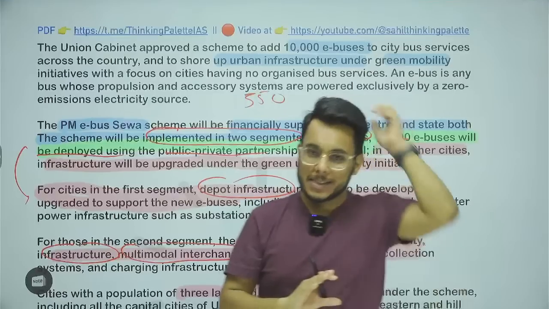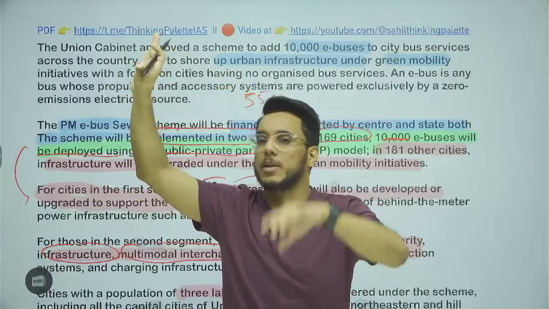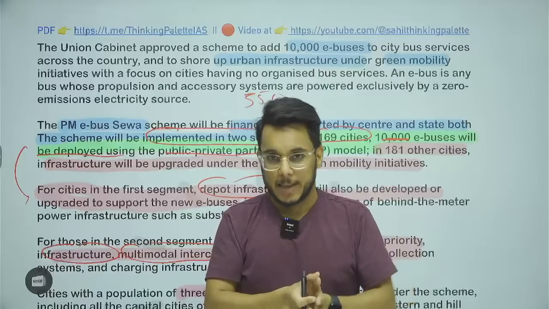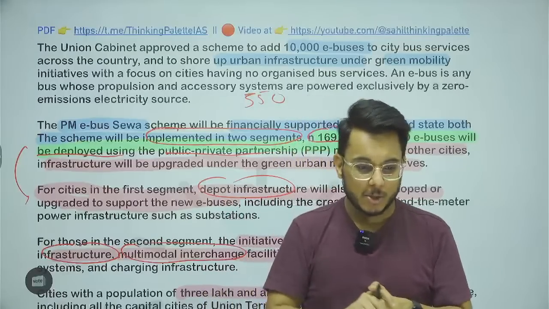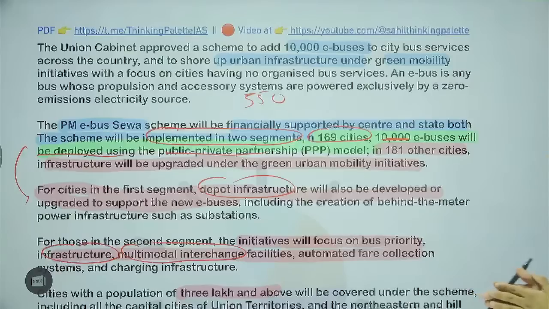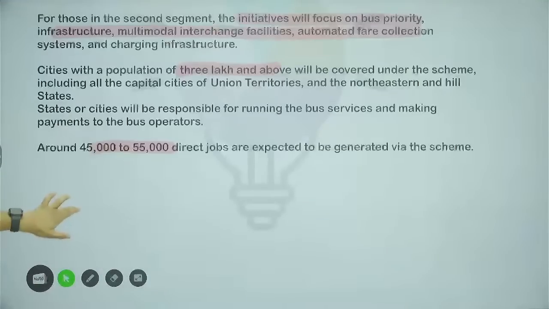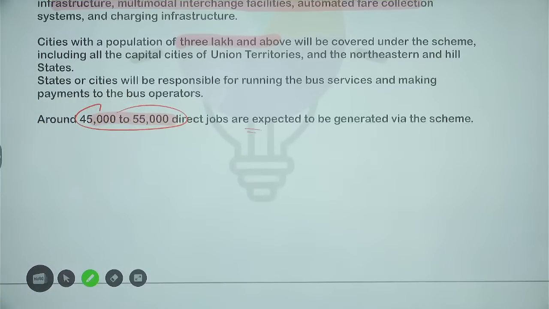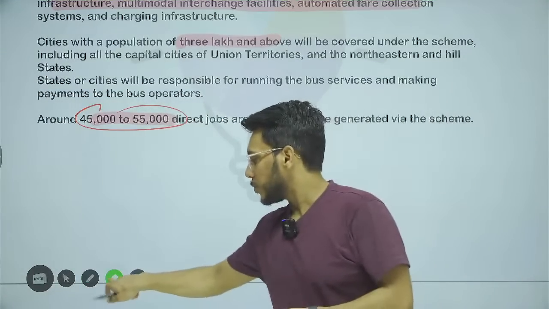Now, one particular thing, guys: you are not required to remember which is the first segment and which is the second segment. Just remember the overview of this PM e-Bus Sewa scheme, because such minor technical details are not asked in our examination. The spirit of this scheme is something that you need to understand. Moreover, the government also says that this scheme will generate around 45,000 to 55,000 direct jobs, and it will solve the other problems we have already discussed. So that is all about this article, and now moving to the next article.